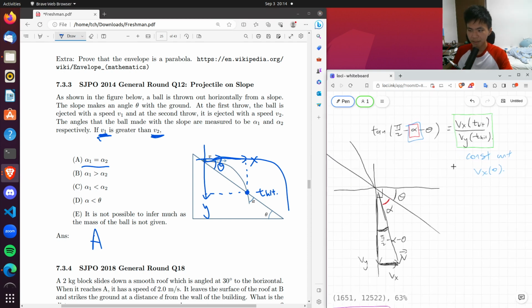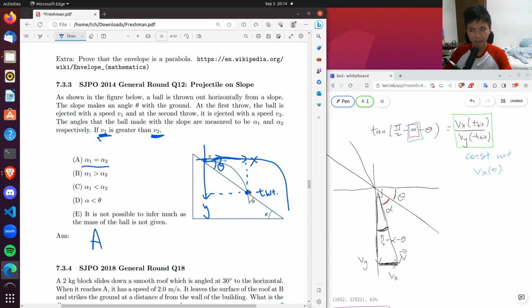We first said that, hey, instead of finding the angle alpha, we just need to find the ratio of the components of the velocity, vx over vy, at the time t hat. And this t hat itself is the time of flight, and it depends on vx naught. So we're looking at a chain of dependence. The horizontal and vertical components of the velocity when it hits the slope depend on the time of flight, which depends on the initial velocity.